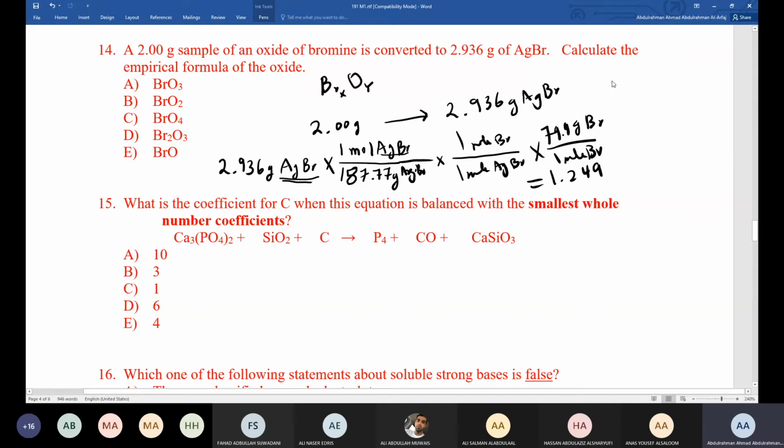So we have bromine and oxygen. The mass of bromine is 1.249. What's the mass of oxygen? 2 minus the number. Give me an answer. 0.751. Okay, good. Okay, convert them to mole.